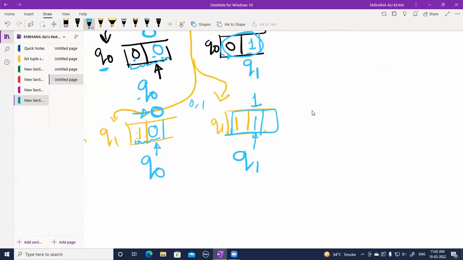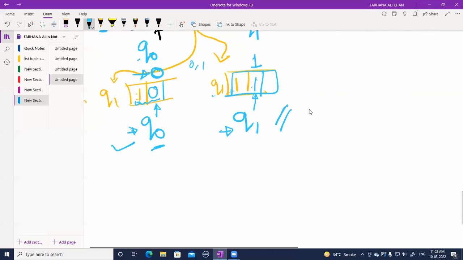As the states are repeated here, Q1 on 0 is generating Q0, which is already considered, and Q1 on 1 is generating the Q1 state, which is already considered. So we will stop generating the tape method. We will go for the second step, which is nothing but generating a state transition table.